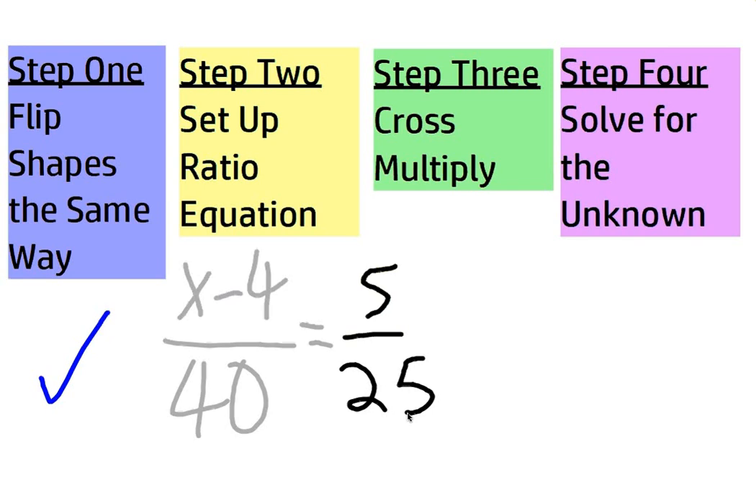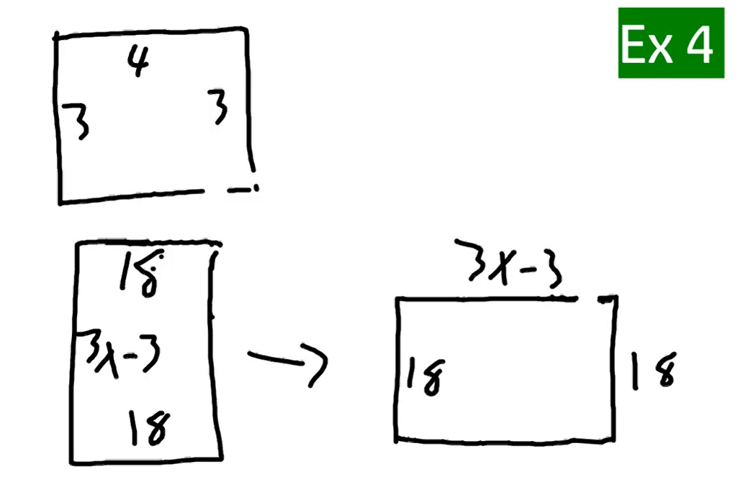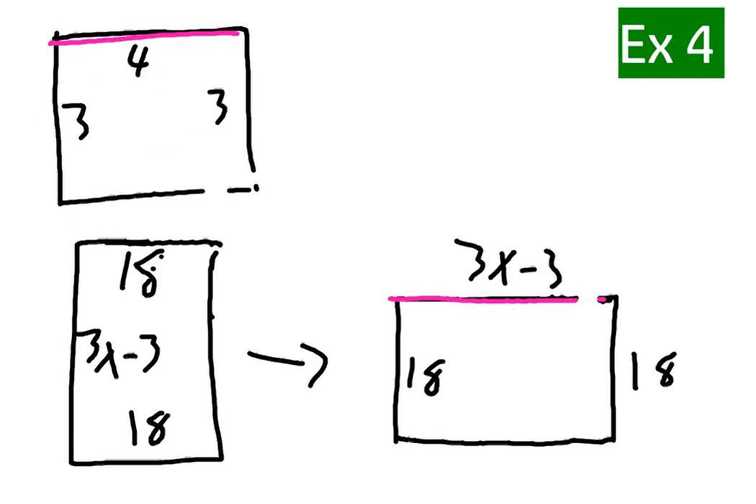Okay, and then the last example we did. Example 4. What's the first side you need to highlight? 3x minus 3, right? Because it contains the variable and it's going to correspond to 4. So it's going to be 3x minus 3 divided by 4 equals, and then again, you have to start with this one, 18 divided by 3.